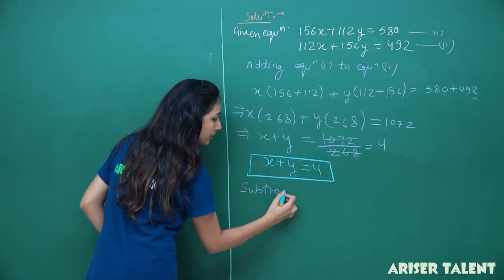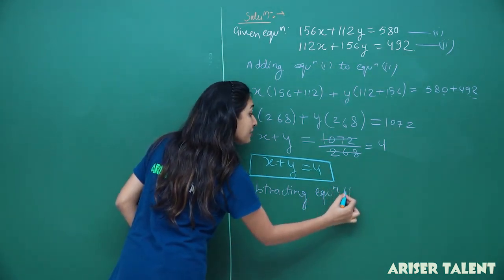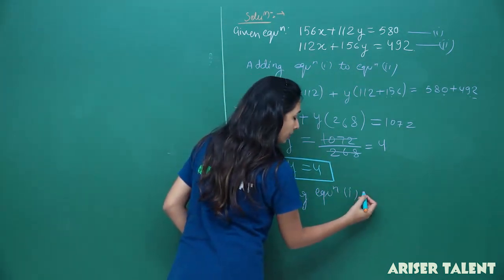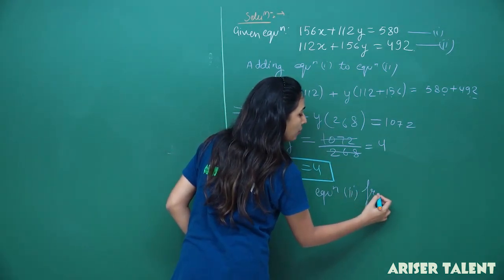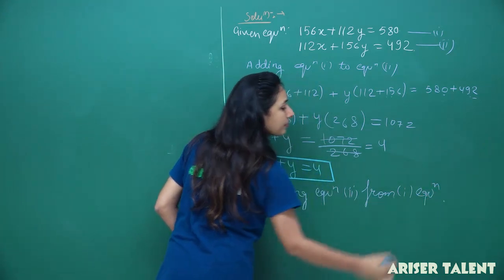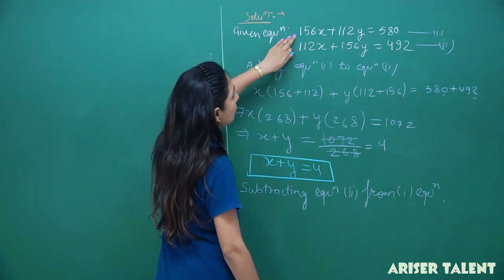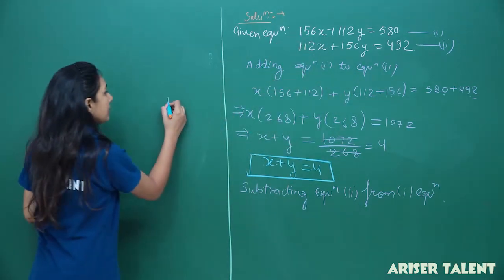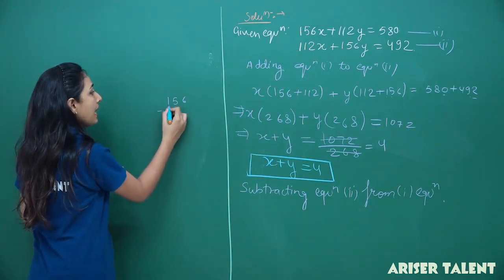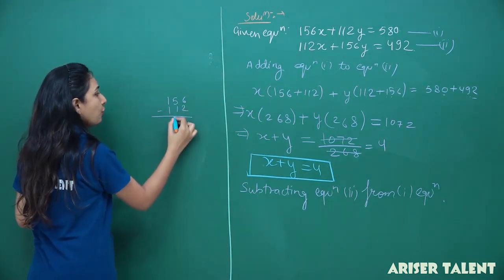Subtracting equation 1 or equation 2 from the first equation. So if we do that, that is 156 minus 112. Now that is 4 and that is 4 again.